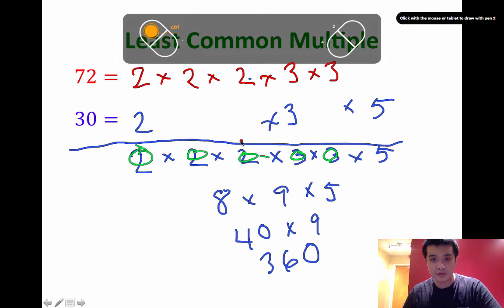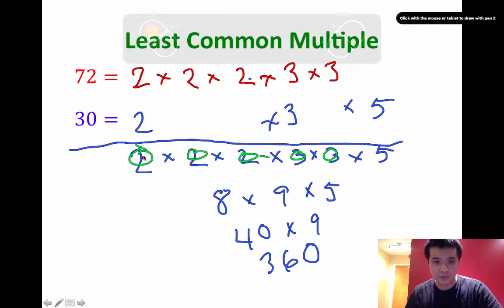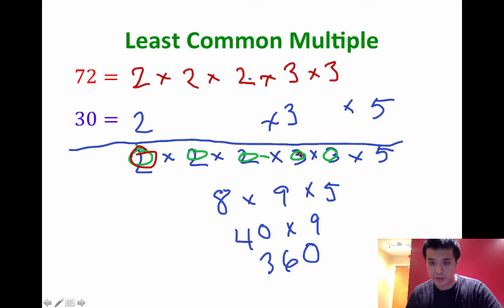So again, all of this right here, 3, 3, 2, 2, 2, that's 72. And again, 2, 3, and 5, that's 30. And we don't have any leftover factors after that. That means that we have done this correctly. If there's no leftover factors that are not being used to make one of these numbers, we have found our least common multiple.